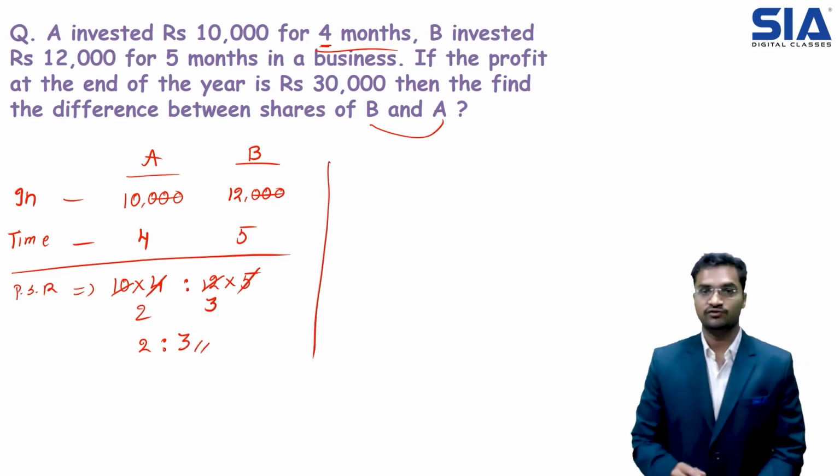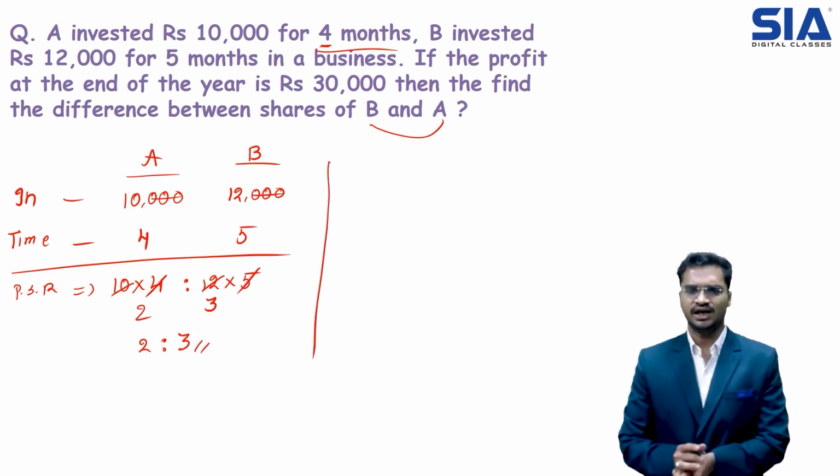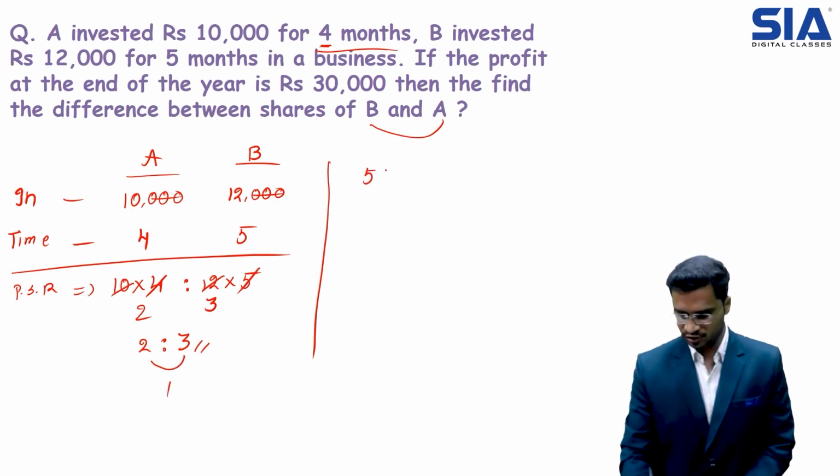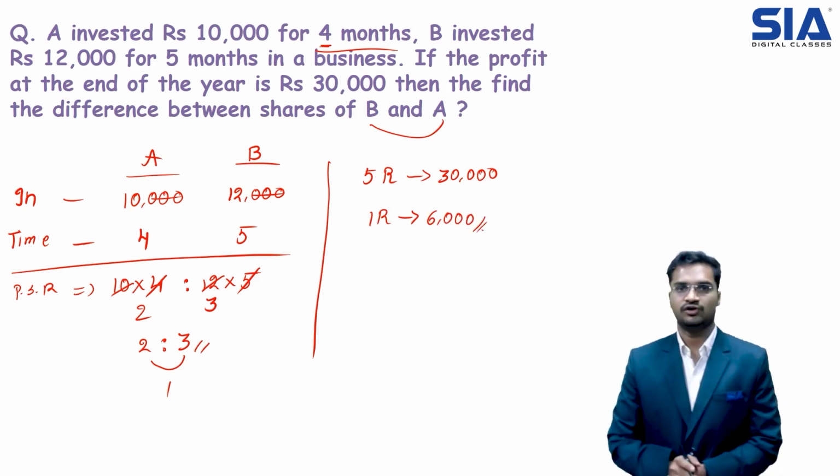Now what do we have to find? We have to find the difference between B and A. So the difference between B and A is 1 ratio. Now the total ratio is 5 ratios. If 5 ratios is equal to 30,000, then 1 ratio is how much? 1 ratio is 6,000. We have to find the 1 ratio value. So our answer is 6,000.